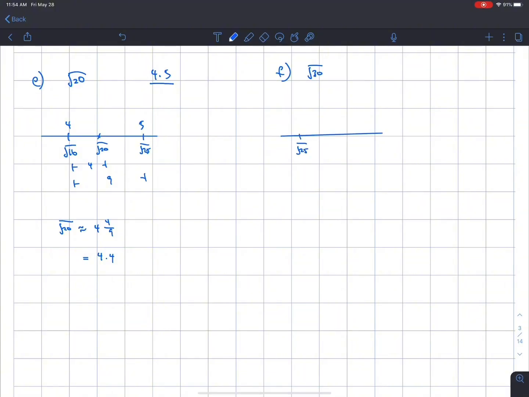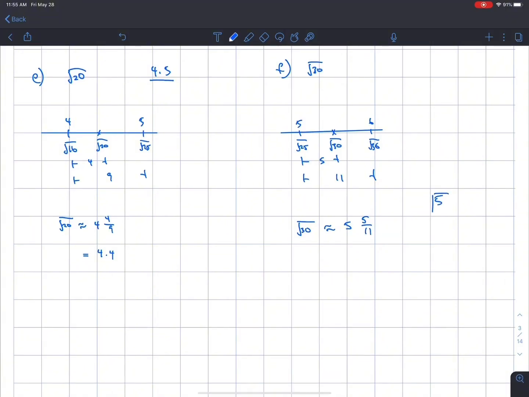Square root of 25 is 5. The square root of 36 is 6. Square root of 30 is right here. So from 25 to 30, the distance is 5. From 25 to 36, the distance is 11. So we can say square root of 30 is roughly equal to 5 and 5 over 11.